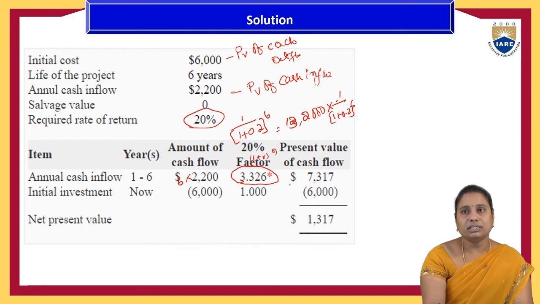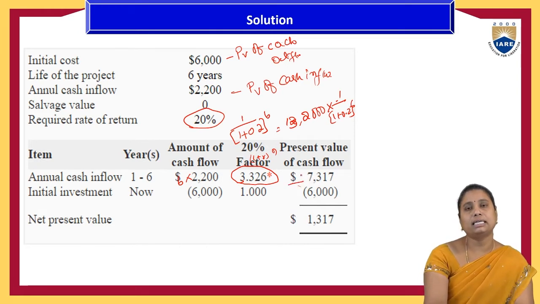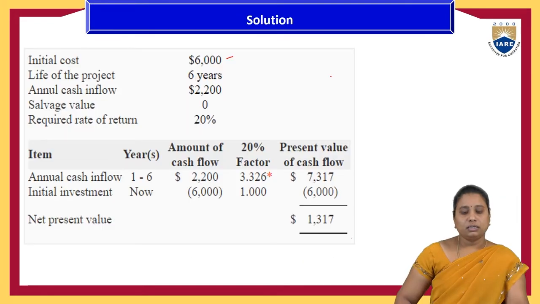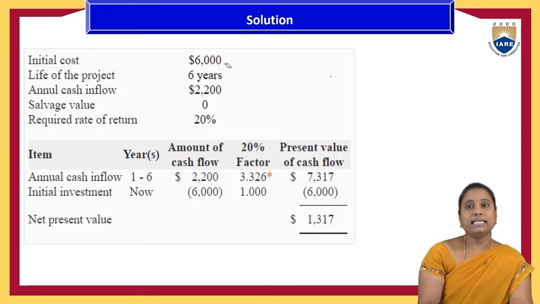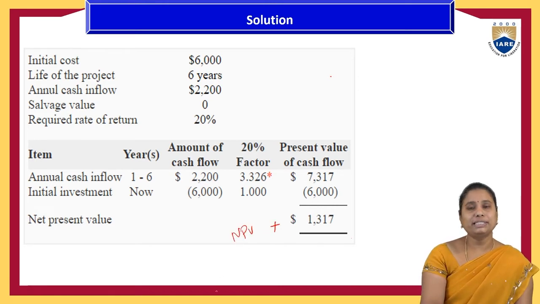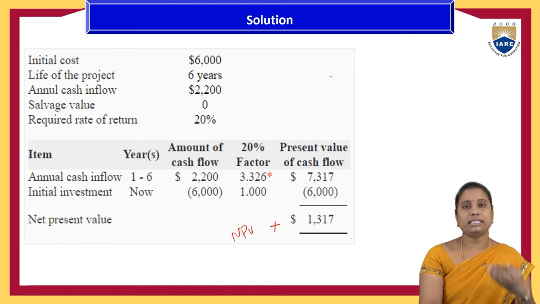So the present value of the cash inflows is 7,317, and the cash outflows is 6,000, and there is an NPV of 1,317. So it gives a positive NPV value. Positive NPV value means there is scope of getting more cash inflows than the cash outflows. As per the NPV analysis, it is advisable to purchase the machinery.